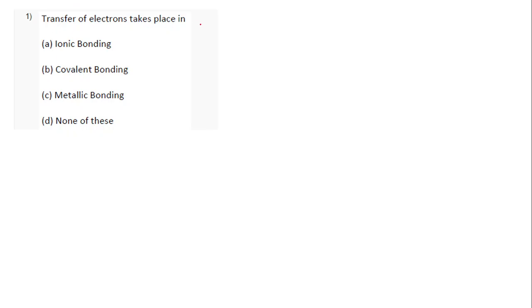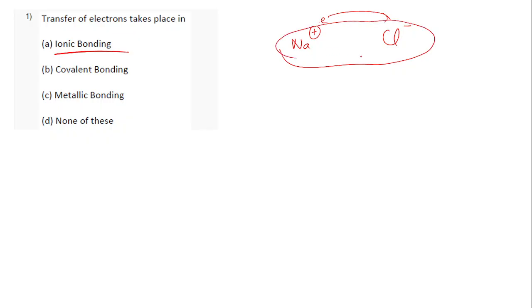Okay, so the first question is, transfer of electrons takes place in which of these bondings? We have already discussed the bondings, and we know transfer of electrons takes place in ionic bonding, right? For example, Na very happily wants to give out its extra electron and become a positive ion. Chlorine atom wants one extra electron so that it can become stable, and so the electron is going from here to here, and because of that they bond together, and the bonding is called ionic bonding. So this transfer of electron happens in ionic bonding. A is the correct answer.